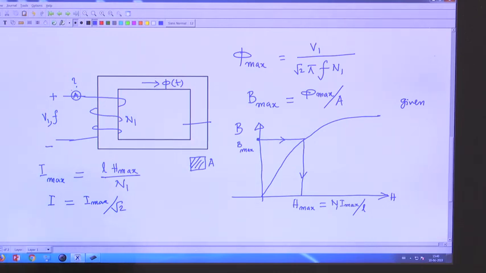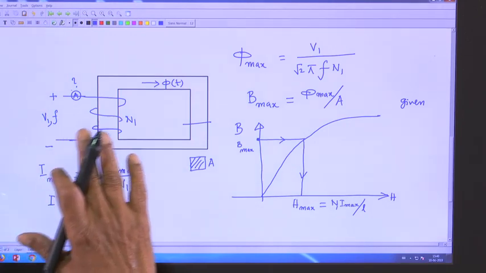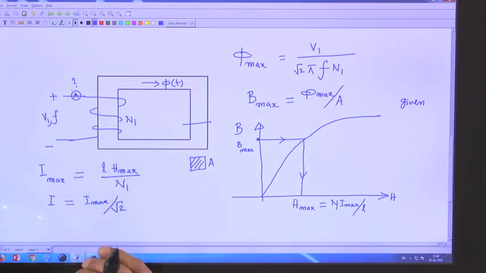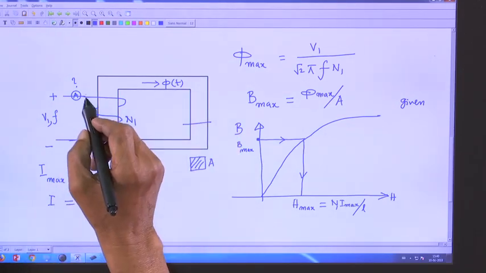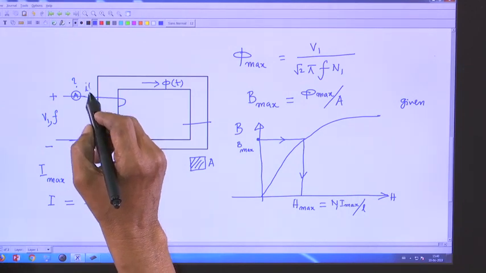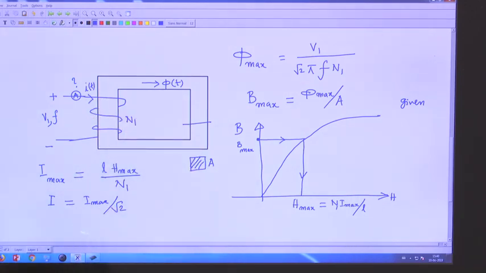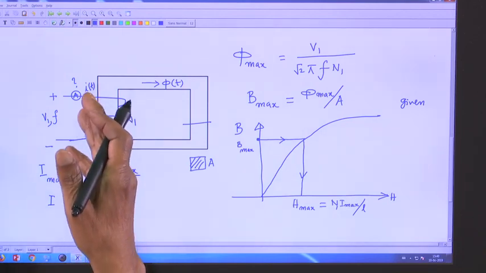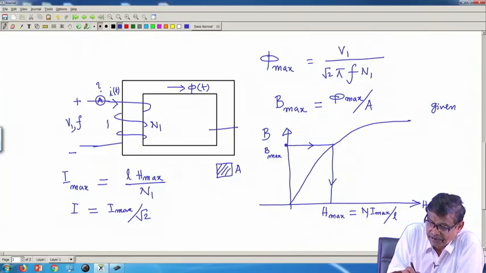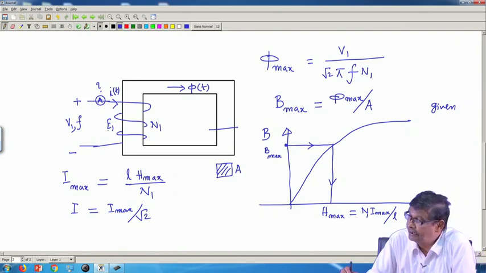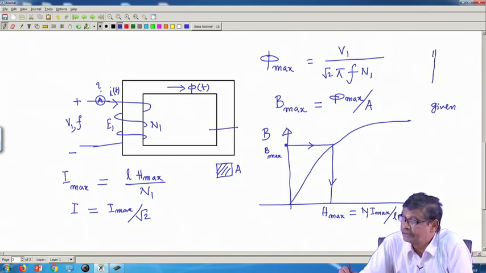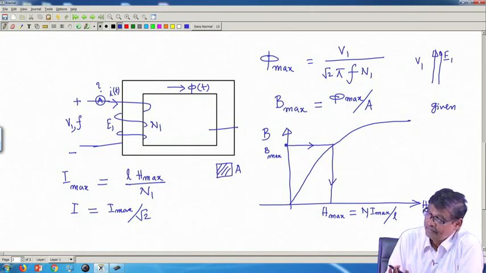Therefore, in an AC magnetic circuit, everything is sinusoidally time varying. Phi is time varying, instantaneous quantities, i(t) is time varying. The only thing is i(t) and phi(t) will be in the same phase. When i is maximum, phi is maximum, and so on. But the RMS voltage induced in this coil, E1, will be in phase with the supply voltage. When V1 is maximum, E1 will be maximum, and so on. Okay.